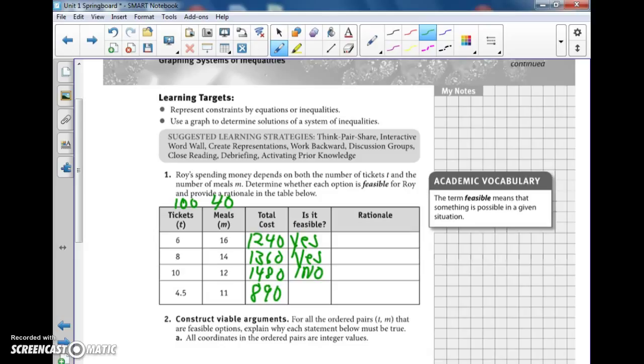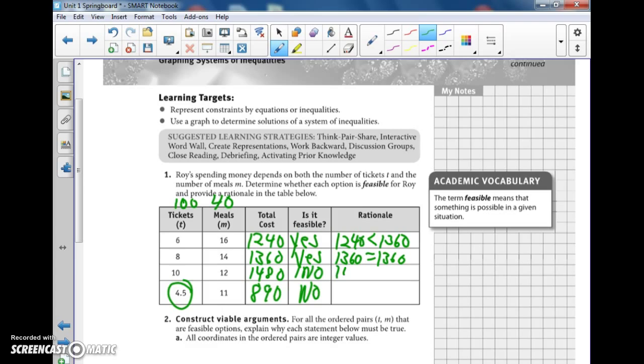How about 890, feasible? No. Why not? Because you can't buy half a ticket. Exactly. That's not a feasible answer. Okay, now what's your rationale? The rationale on this is simple. 1240 is less than 1360, right? What's your rationale here? 1360 equals 1360. That's how much money he has.